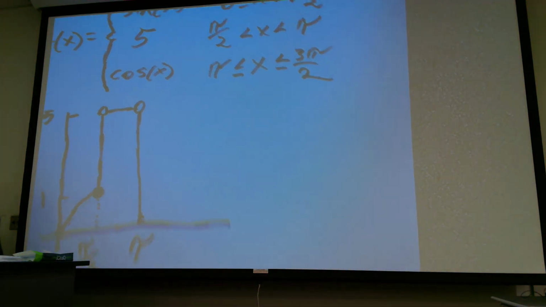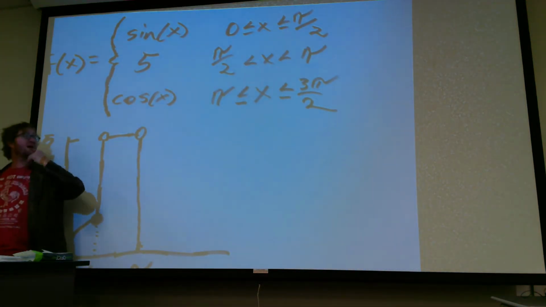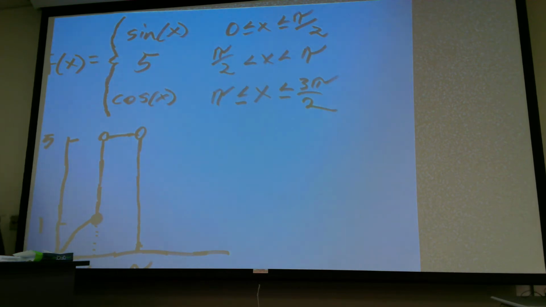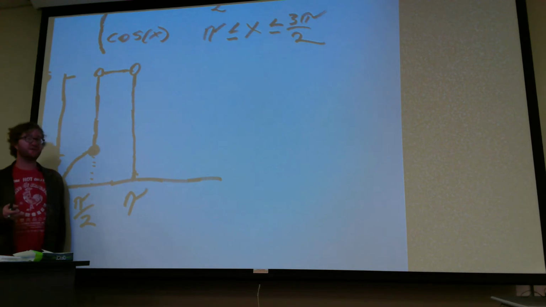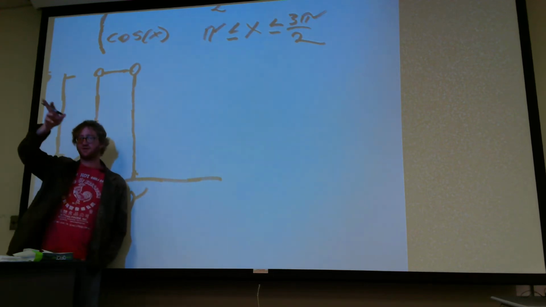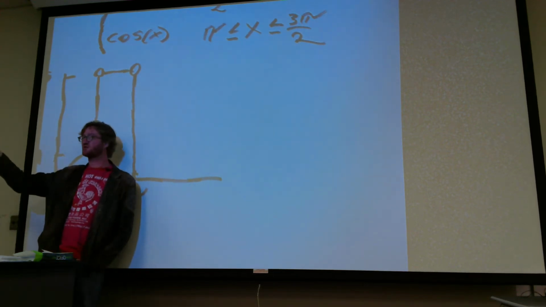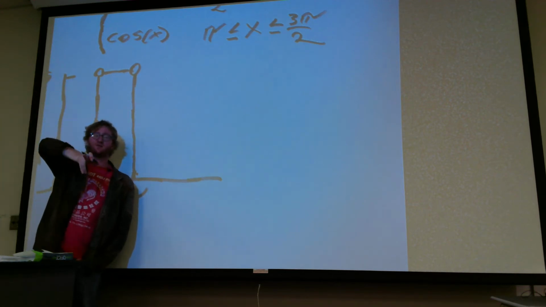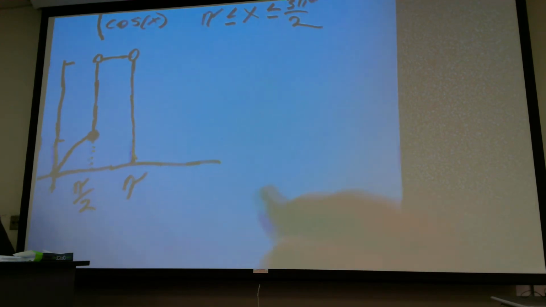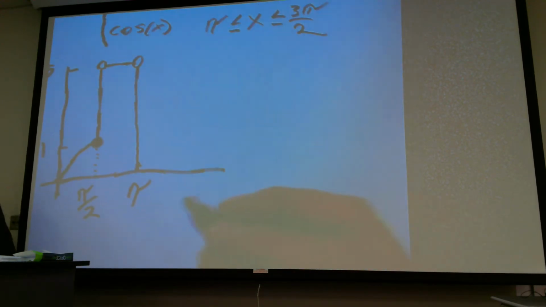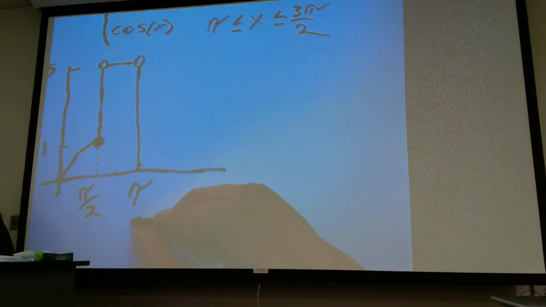Okay, and then it's going to be cosine of x from pi to 3 pi over 2. Well, what's cosine of pi? You imagine if we do a full turn of the unit circle, so 0 is right here, cosine of 0 is 1. We go to the other side of the unit circle, we're actually at -1. So cosine of pi is actually -1, and it's got a less than or equal, so that's going to be a closed dot right there. And then off to 3 pi over 2, which is going to be 0.